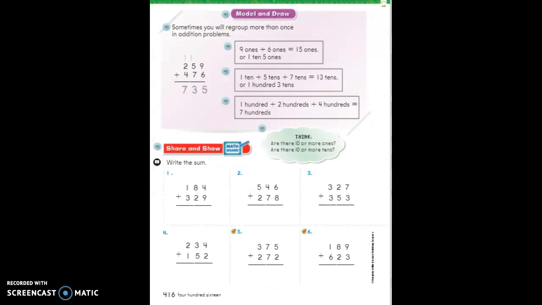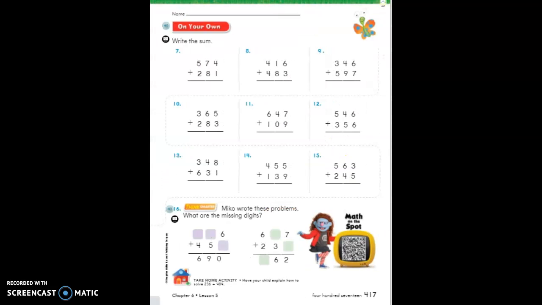So we're going to flip to the next page, which is 416. This page you're going to work on with your teacher during a Zoom. Then on page 417, these on your own problems here, 7 through 15, you're going to work on those on your own during your independent work time. And now we are going to do some together. So we're on page 417 down here. So if you need to pause, make sure you're there.